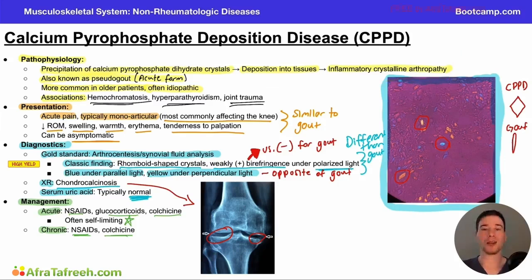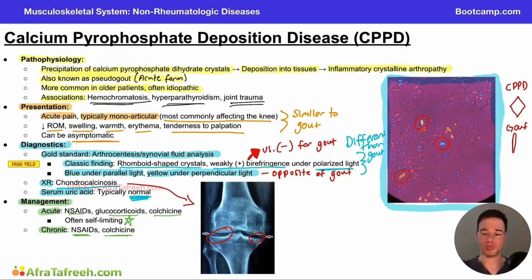More common in elderly patients, this is often an idiopathic condition compared to gout, in which there are a lot of predisposing triggers that can lead to elevated uric acid levels for the patient. When we think about our presentation here, again, really similar to a lot of other joint pathologies: pain, decreased range of motion, swelling, tenderness, things like that. That in and of itself does not necessarily help us narrow down the diagnosis.